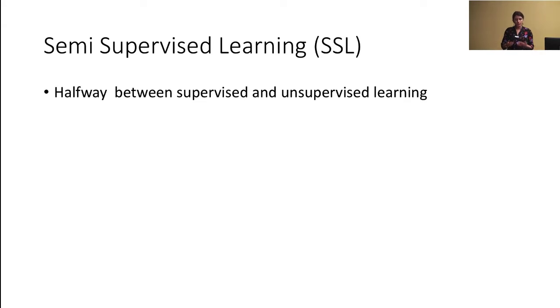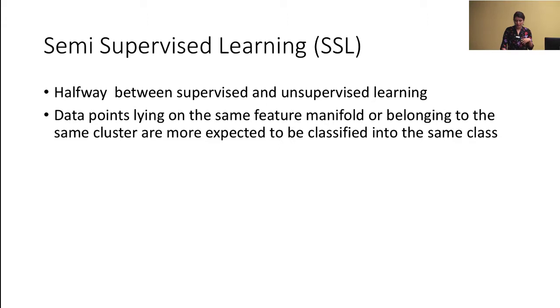An alternative to supervised learning is unsupervised learning. However, unsupervised learning has not been very successful in semantic segmentation because of the lack of notions of classes. They just try to keep the regions consistent. But semi-supervised learning is halfway between supervised and unsupervised learning, and we want to use that.